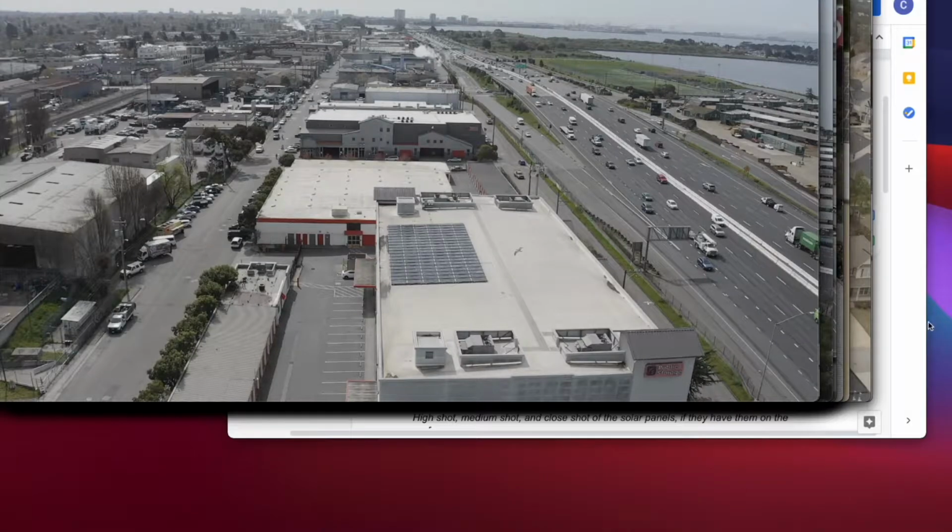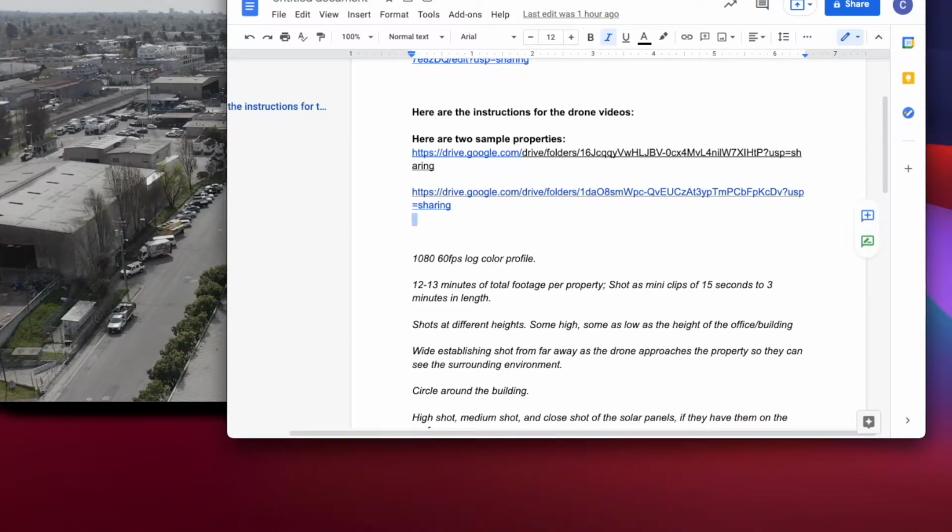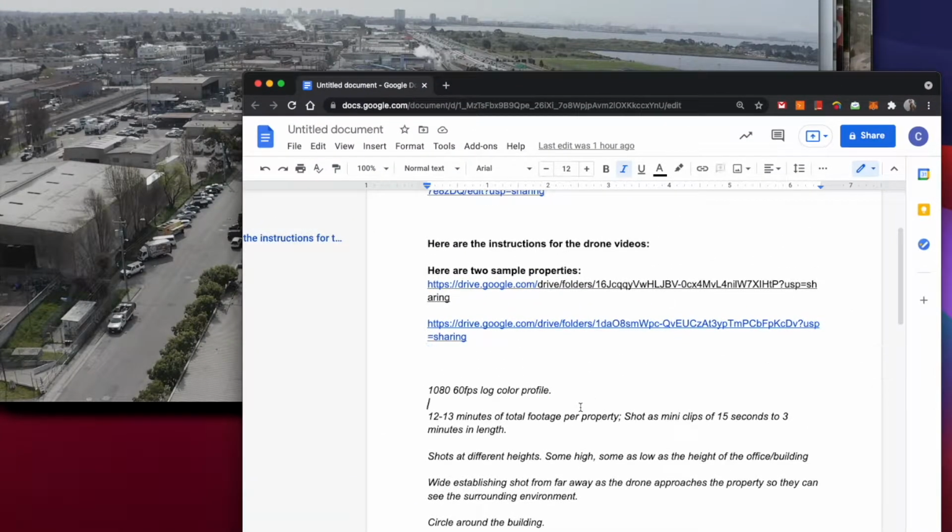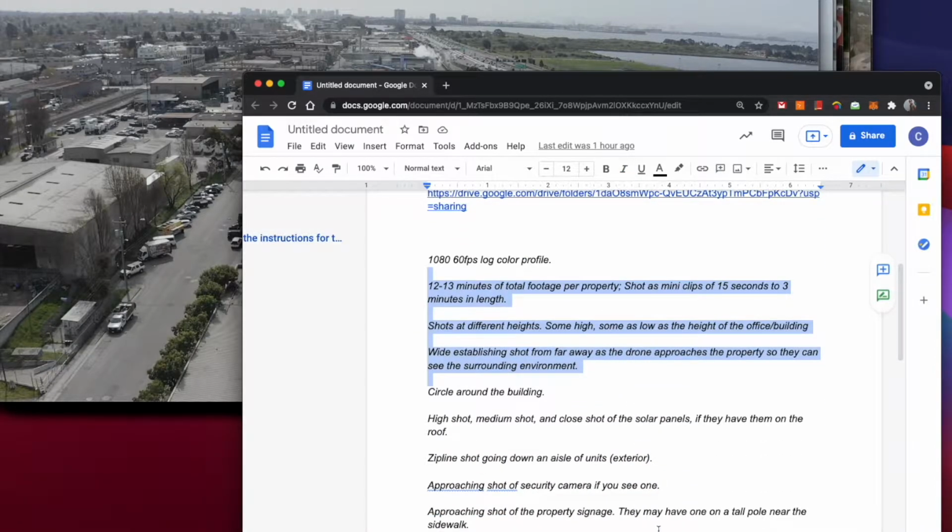I'm going to go over the drone footage quickly here. Here's the instructions. It's going to be part of the email. You can look at it and it'll probably make sense to you. But I want to go through some of the nuances here that I can't really describe by writing it.